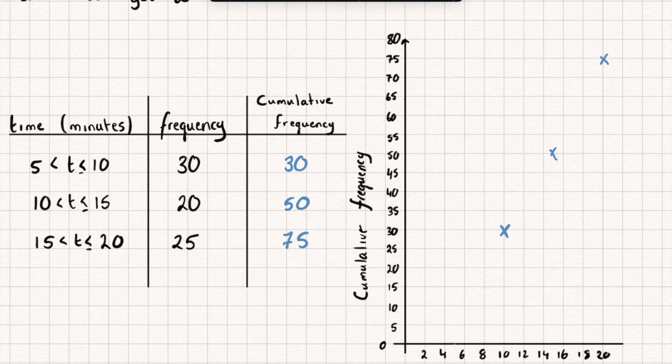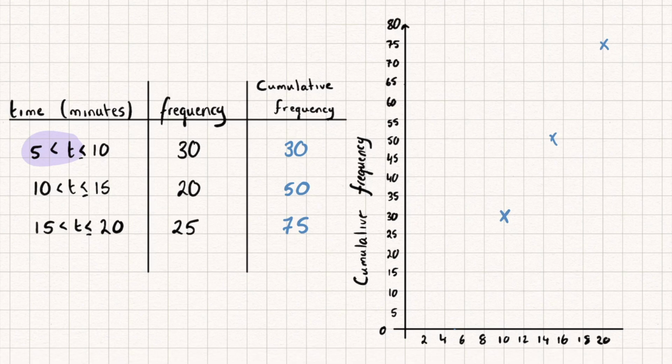There we go. But there's still a point that I haven't plotted on here. If we take a look back at the first class, notice that our time is greater than 5. That means there are no people who took less than 5 minutes to get to work. So I could come back to my graph and plot the point 5 minutes with 0 frequency, because no one took less than 5 minutes. Let me add that on like so.